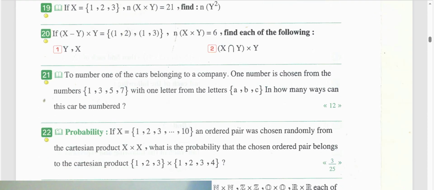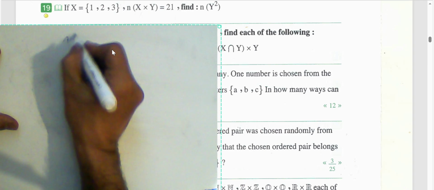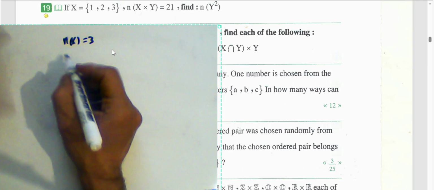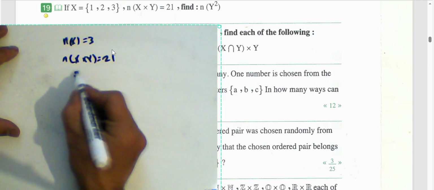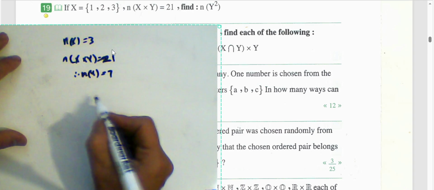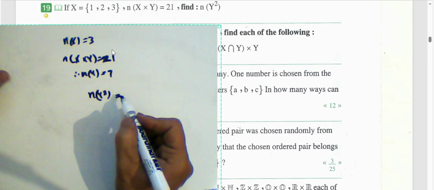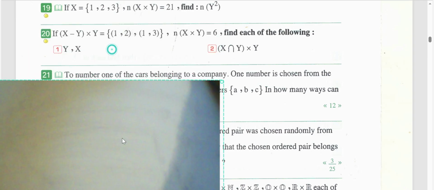Next question. X equals 1, 2, 3, the number of elements equals 3. We have 3 elements in X. And the number of elements in the Cartesian product X by Y was 21. And the number of Y will be 7 because 3 times 7 is 21. The number of Y squared, 7 by 7 is 49.